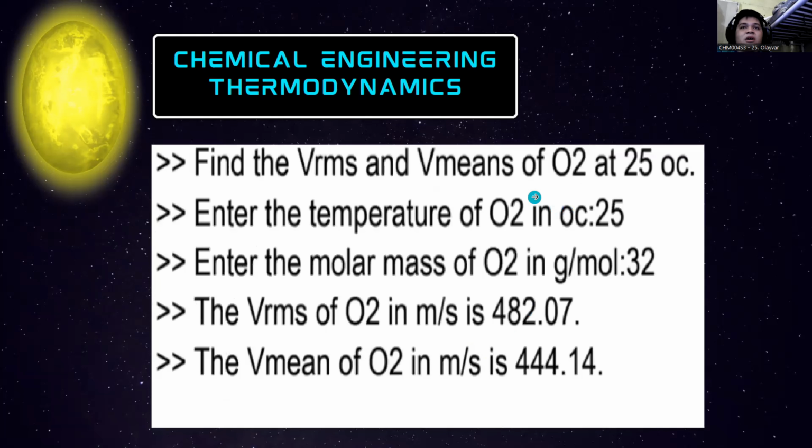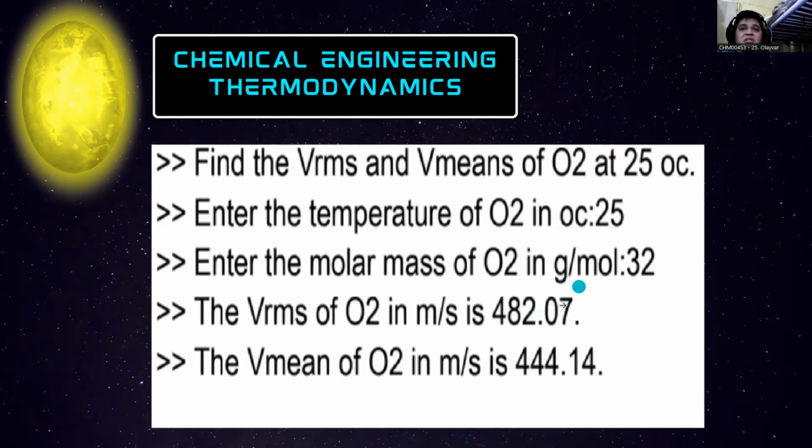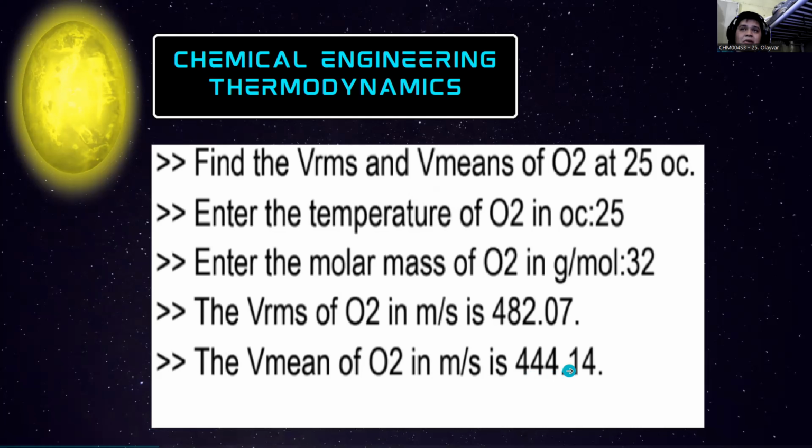And this is the result. If we put 25 degrees Celsius as the temperature of O2 and 32 grams per mole as the molar mass of O2, we get the result we need: the root mean squared speed of O2 is 482.07 meters per second, and the mean speed of O2 is 444.14 meters per second.